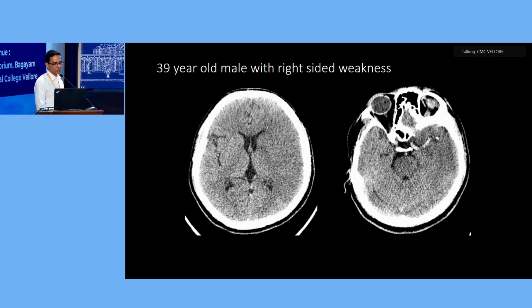So, 39-year-old gentleman, right-sided weakness. What's the abnormality? Yes, the left dense MCA sign, and you can see that the patient has come a little early on. We can see slight effacement of the parenchyma, as compared to the contralateral side, and the gray-white differentiation is lost. So looking at that, we know that there is a fairly large MCA territory infarct.